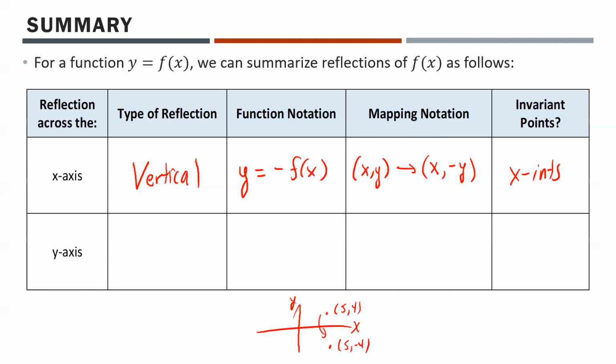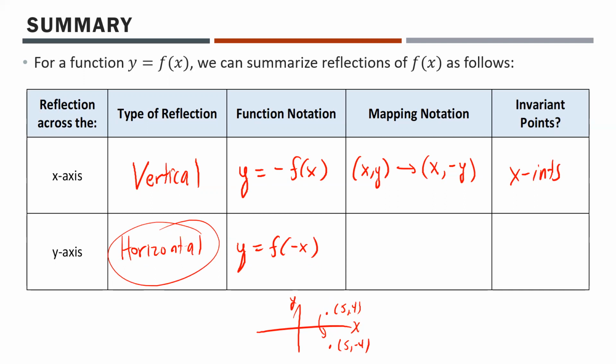Now, looking at a y-axis, maybe this one will go a little quicker. If we are reflecting across the y-axis, that's going to be a horizontal reflection. Likewise, if we're dealing with function notation, because it's horizontal, that's going to happen on the inside of our function. So this is going to be y equals f of -x, because it's a horizontal reflection. Horizontal stuff always happens inside the function.